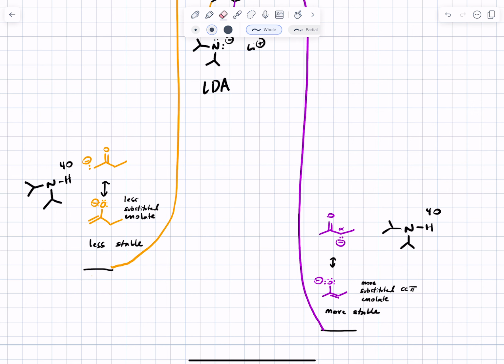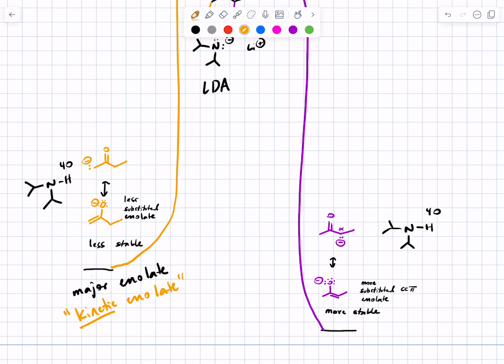100% yield of, we'll call this, the major enolate under these conditions, and your text will call this the kinetic enolate. And your text will call it that because kinetic means how fast does the reaction happen. So this is the enolate that forms fastest. When you do the reaction under irreversible conditions, the only thing that matters is which forms fastest, and it's the less substituted one. Yeah? I guess I'm just a little confused about why it's 100%, right?